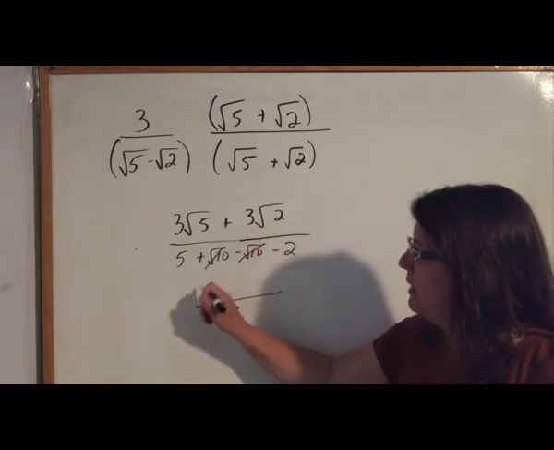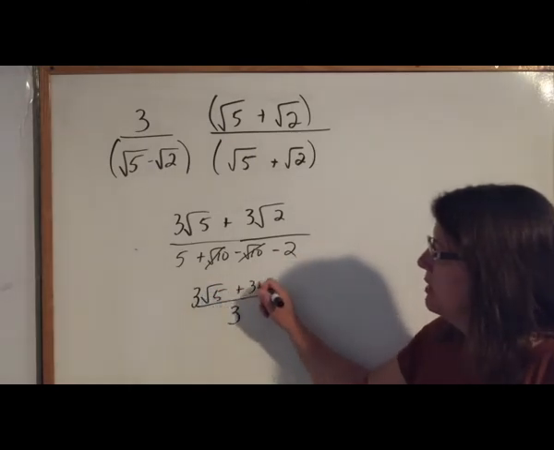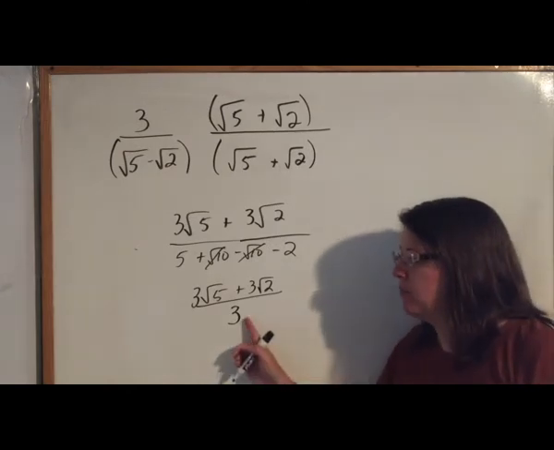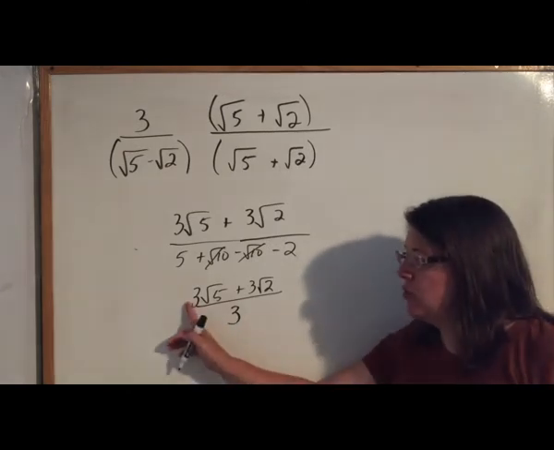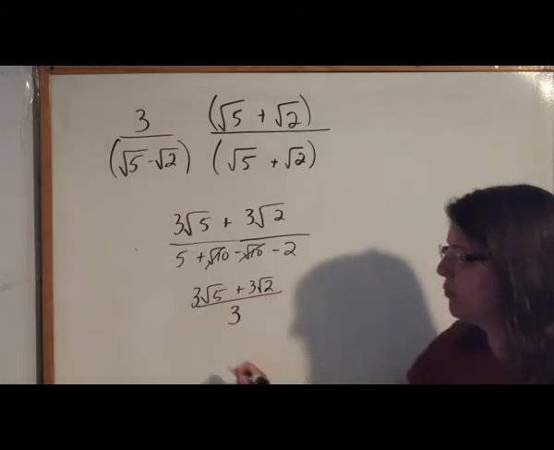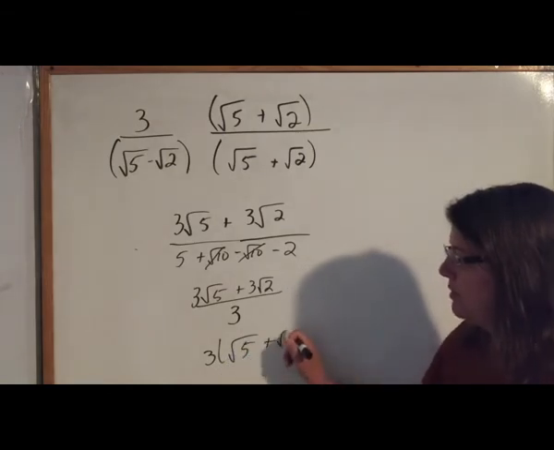My numerator has 3 square root of 5 plus 3 square root of 2. And now pay attention to what you've got left here. I've got a 3 in this term and a 3 in this term. So if you think about it, since all 3 terms have a 3, I could distribute that 3 out of the top.